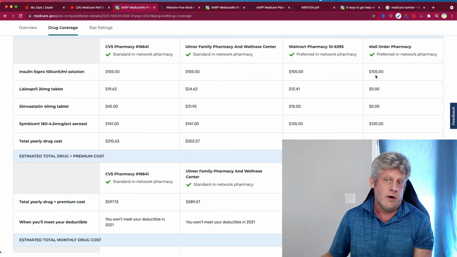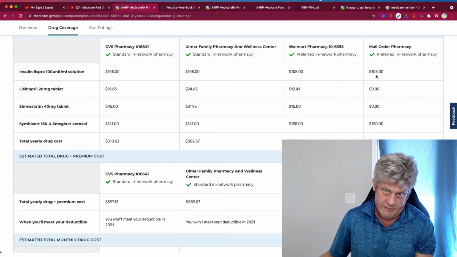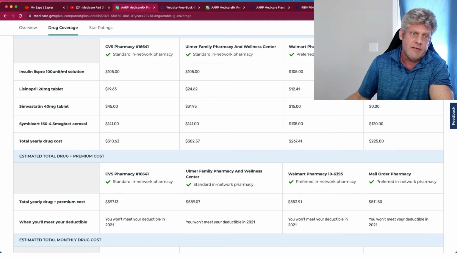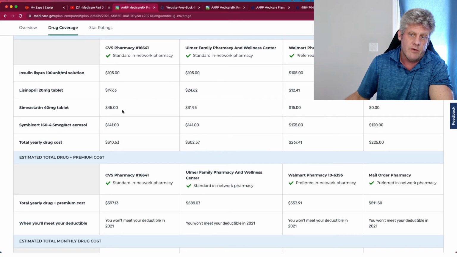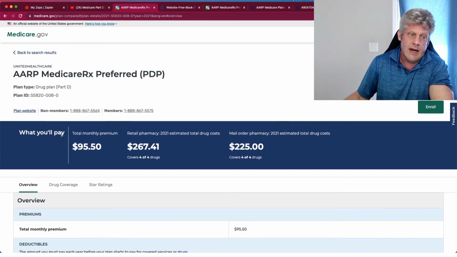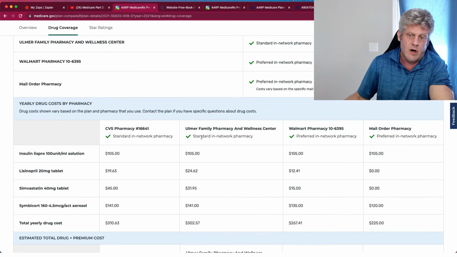You'd pay $105 for a 3-month supply of insulin. The reason why, even though the premium is so high, what you've got to remember is you're getting Symbicort and this insulin at tier 3, and if you use the mail order, heck, you can get that Symbicort for $40 for a 1-month supply, and less for the lisinopril.